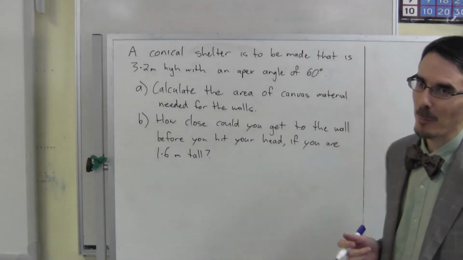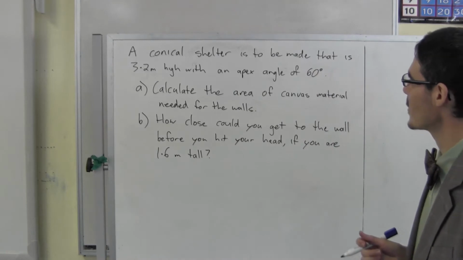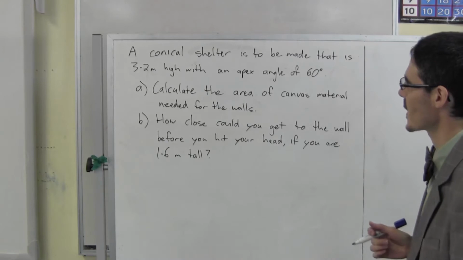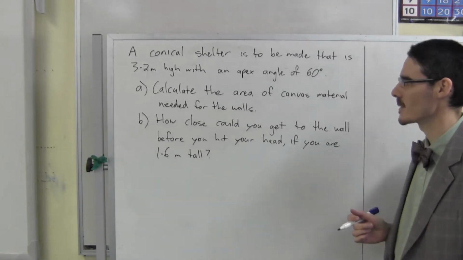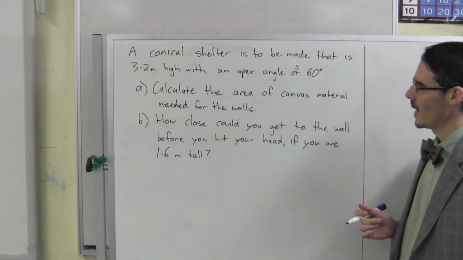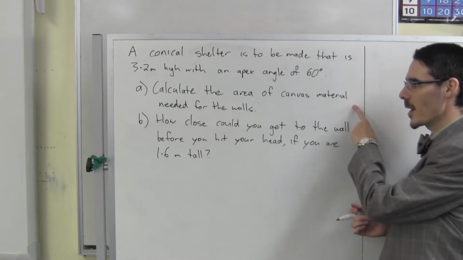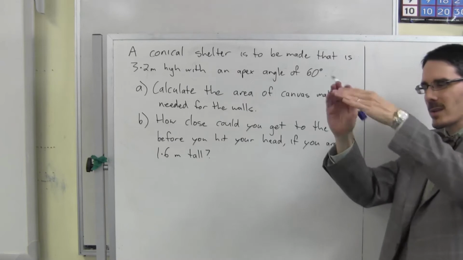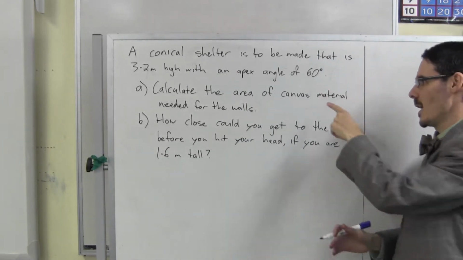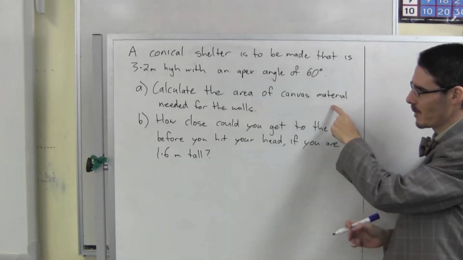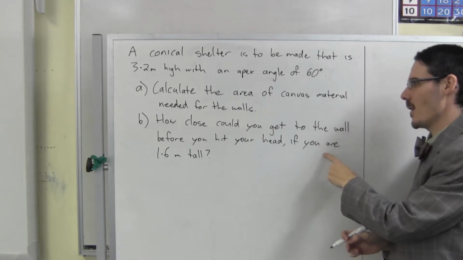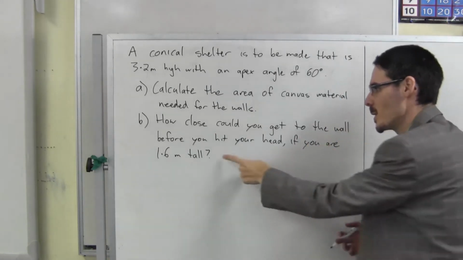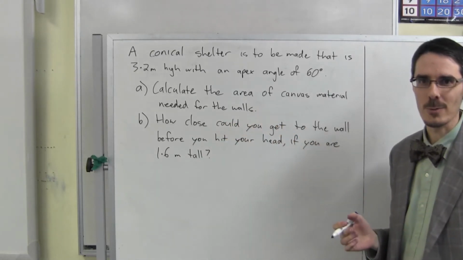Okay, here's the second problem. A conical shelter is to be made that is 3.2 metres high with an apex angle of 60 degrees. Calculate first the area of canvas material needed for the walls. So we're talking about kind of a teepee thing, a cone. How much material is needed to make it. And B, how close could you get to the wall before you hit your head, assuming you're, let's say, 1.6 metres tall.